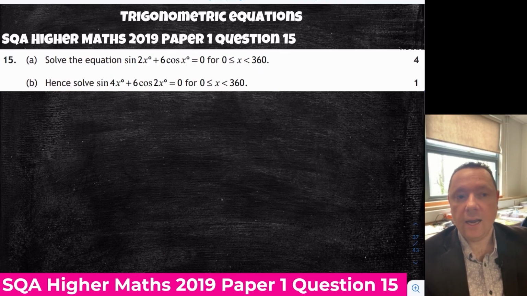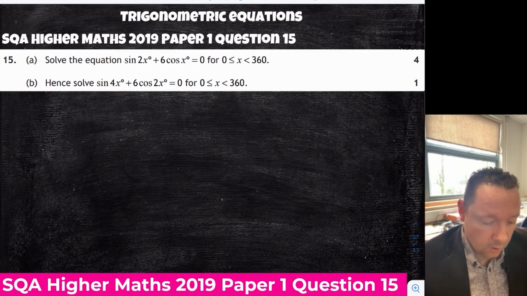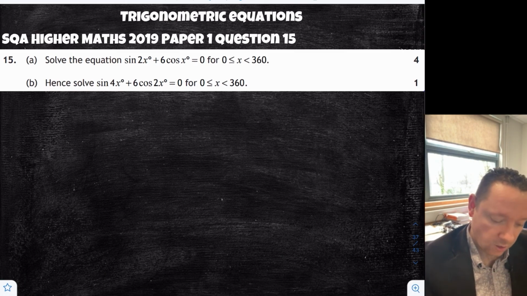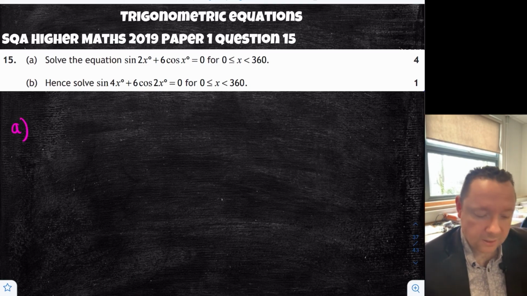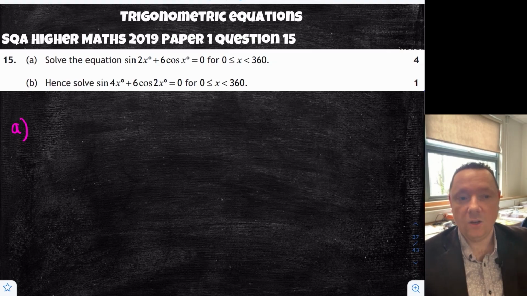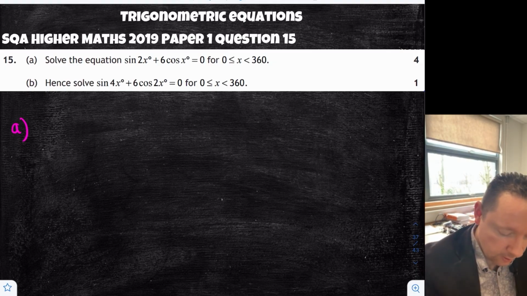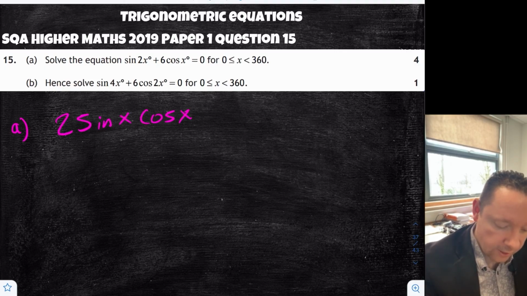Trigonometric Equations, SQA Higher Maths, 2019, paper 1, question 15. Solve the equation sin 2x plus 6 cos x equals 0. And then solve a new equation for part B. So for part A, sin 2x plus 6 cos x, a sin and a cos, they're different from each other. So I will expand the sin 2x to give me 2 sin x cos x. And this time we're working in degrees, plus 6 cos x equals 0.